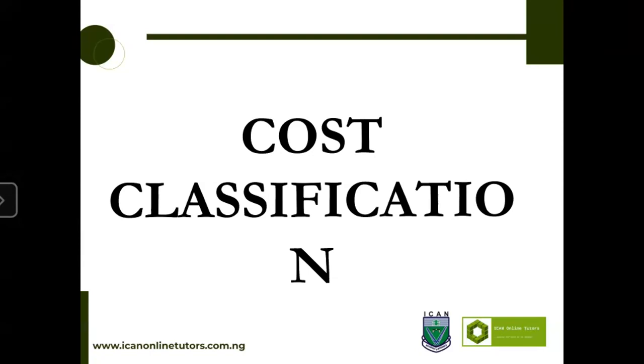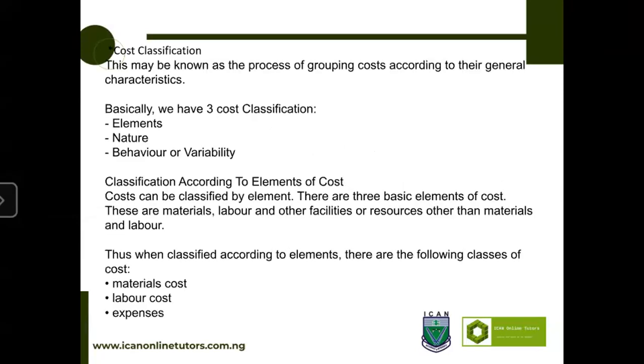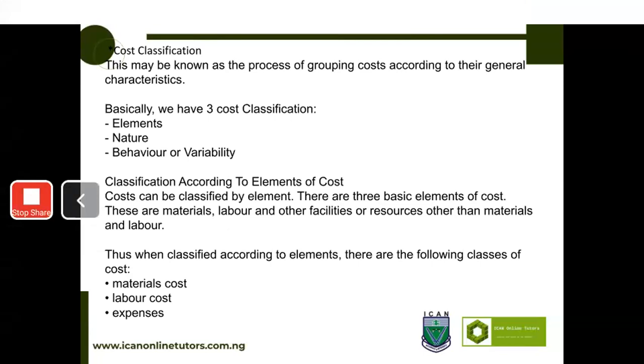We also looked at some cost classification, in which we said that costs are classified into various categories, which include element, nature, and behavior. These are the three main ones that costs are classified into. And we also said that costs classified according to element include material, labor, and overheads, in which the overhead can also be called overhead expenses, so we call it expenses. And the element is those things we incurred in cost.